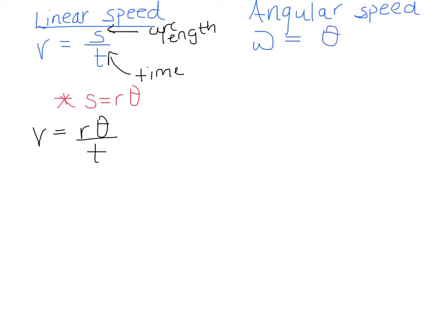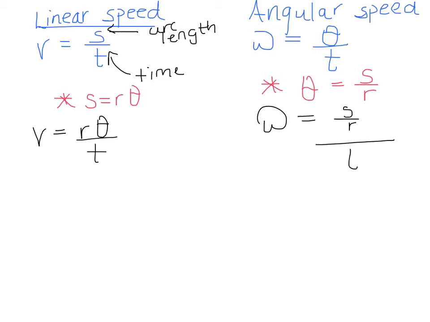And we have our central angle again in radians divided by our time. And here again, if you don't have theta, you can find it by doing S over R. So if you wanted to rewrite that, you would have to do S over R first, whatever that is, divided by T.